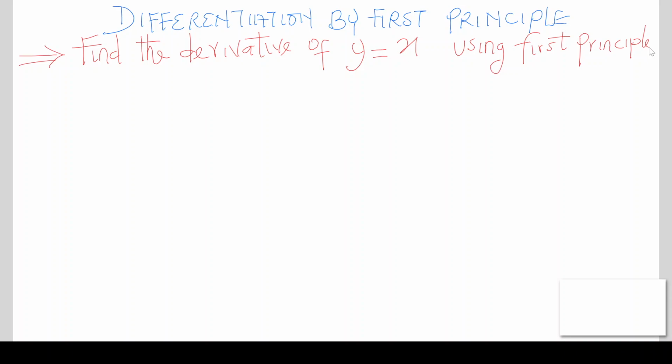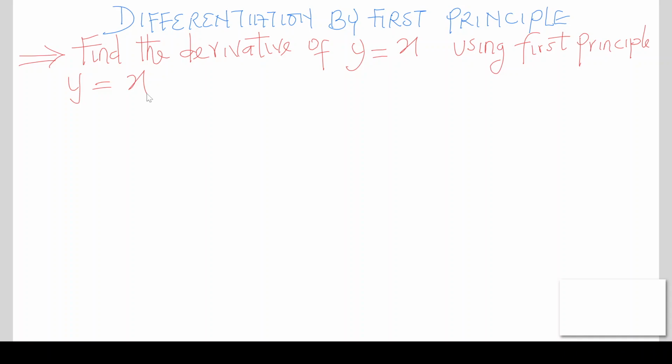Now, the question I have here says we should find the derivative of y equal to x using first principle. So we have y equals x. Now, the first thing we need to look into is this is just a simple question. So we're going to be moving into complex ones as we progress today.